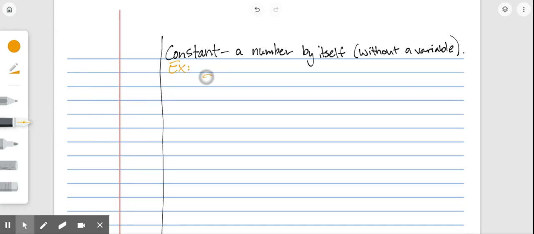If I have like 5x plus 3, then 3 is the constant, because it's all by itself, it doesn't have a variable attached to it. If I have something like 17y squared minus 2, then negative 2 is the constant because, again, it doesn't have a variable attached to it. If I have something like 2/3 z plus 10, then 10 is my constant. Again, it's whatever number doesn't have a variable next to it. It's the number without a variable attached to it.